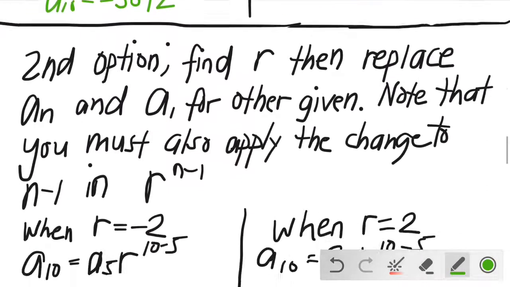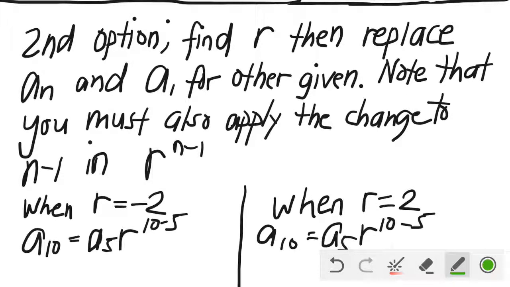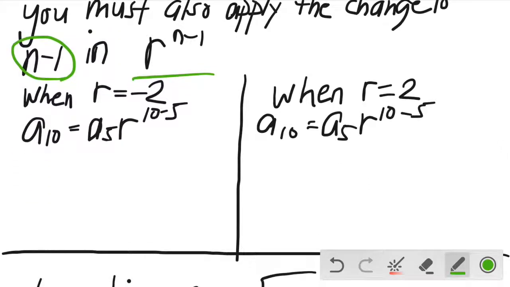You do have a second option to find the common ratio, then replace a sub n and a sub 1 for any other given information. Note that you must also apply the change to n minus 1 in r to the n minus 1, when you're looking for the common ratio. You do need the common ratio to begin. So similar to how you found the arithmetic sequence, we are also able to manipulate the given general rule. So let's go ahead and try that out.